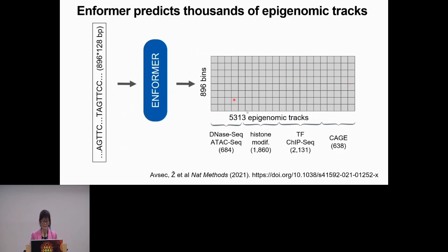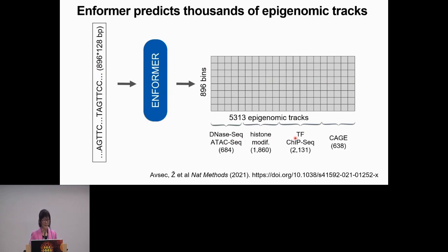And the output is this matrix that is 896 bins, which covers about 120,000 base pairs of the genome. And it predicts over 5,000 columns or tracks. These are data from ENCODE, Roadmap Epigenomics, and so on. So it has DNase-seq or ATAC-seq, very few ATAC-seq, about 600 of them, histone modifications, transcription factor ChIP-seq experiments, more than 2,000, and CAGE experiments that give you gene expression levels.